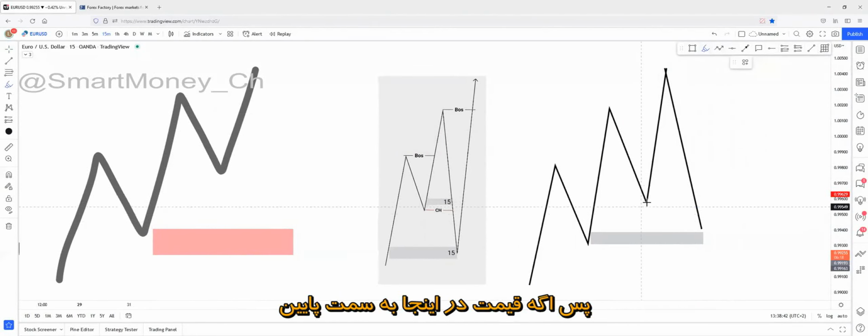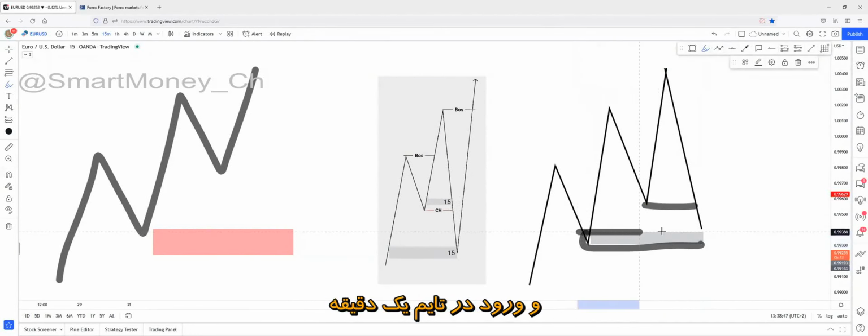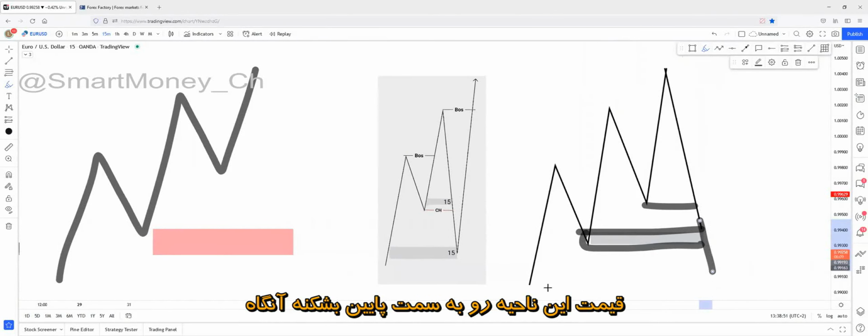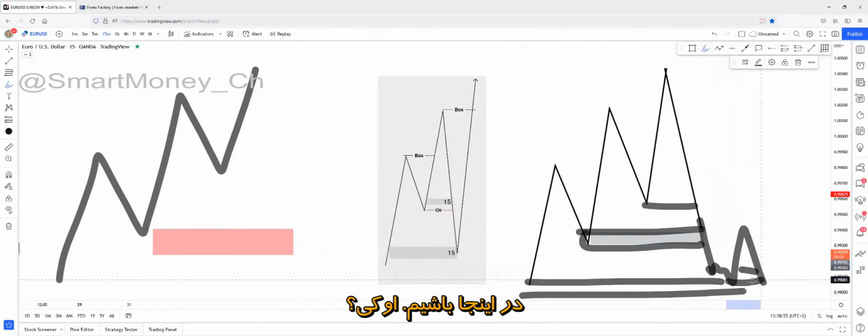So if price changes character here to the downside, you can still wait for a simple change of character entry on the 1-minute chart on this demand zone. But if price breaks below this zone, then on the next demand zone, you will have to wait for a strong character changing entry, okay?